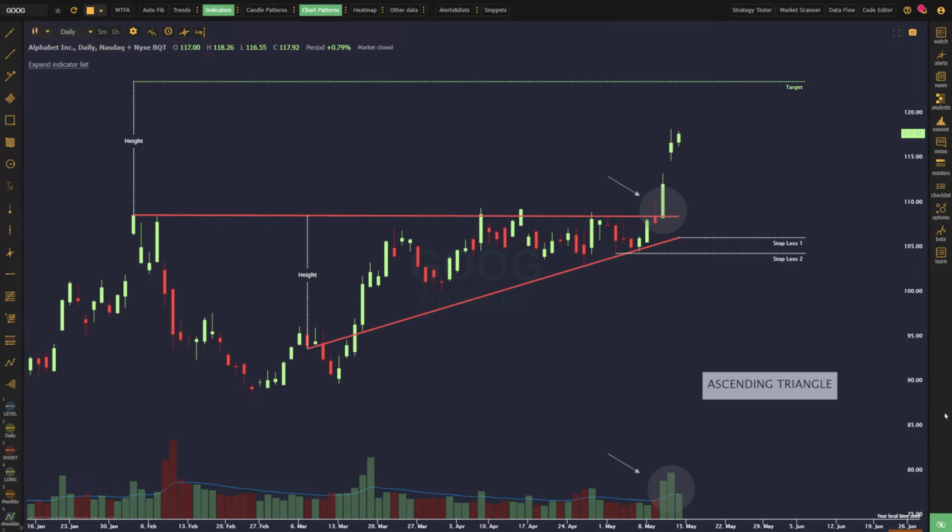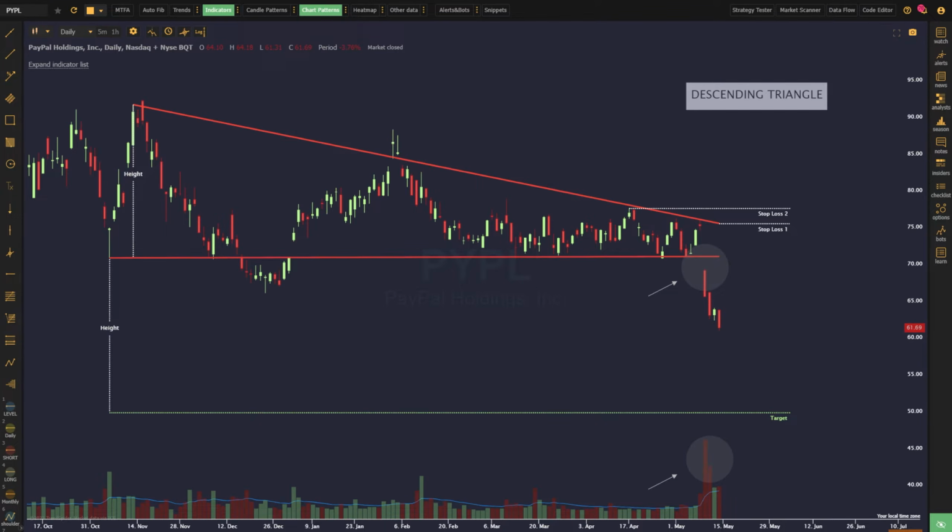Want to trade it? Here's how. Look for a confirmed breakout above the horizontal resistance line accompanied by an increase in volume. Set your stop loss below the rising trend line or the most recent swing low. A price target can be estimated by measuring the height of the pattern and adding it to the breakout point.